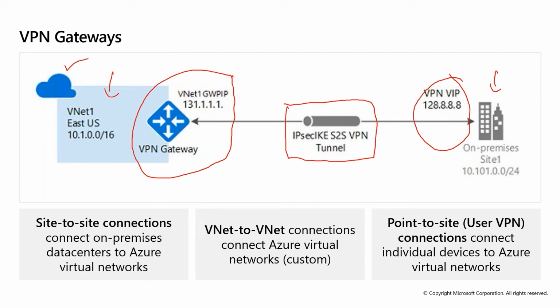So site to site connects an on-premise data center to an Azure Virtual Network. Then it gives you three kinds of connection. There will be three options here, starting with site to site connection.